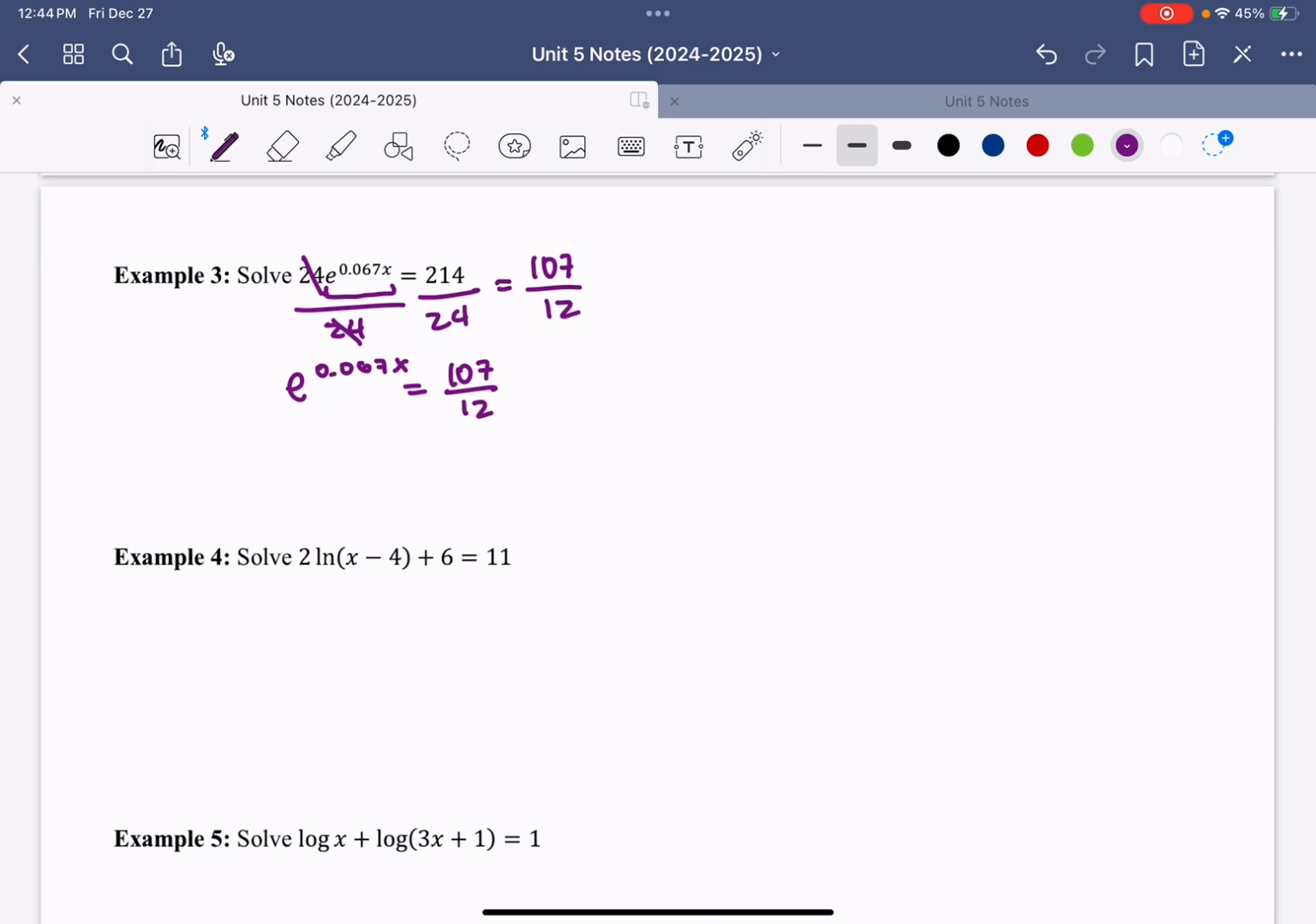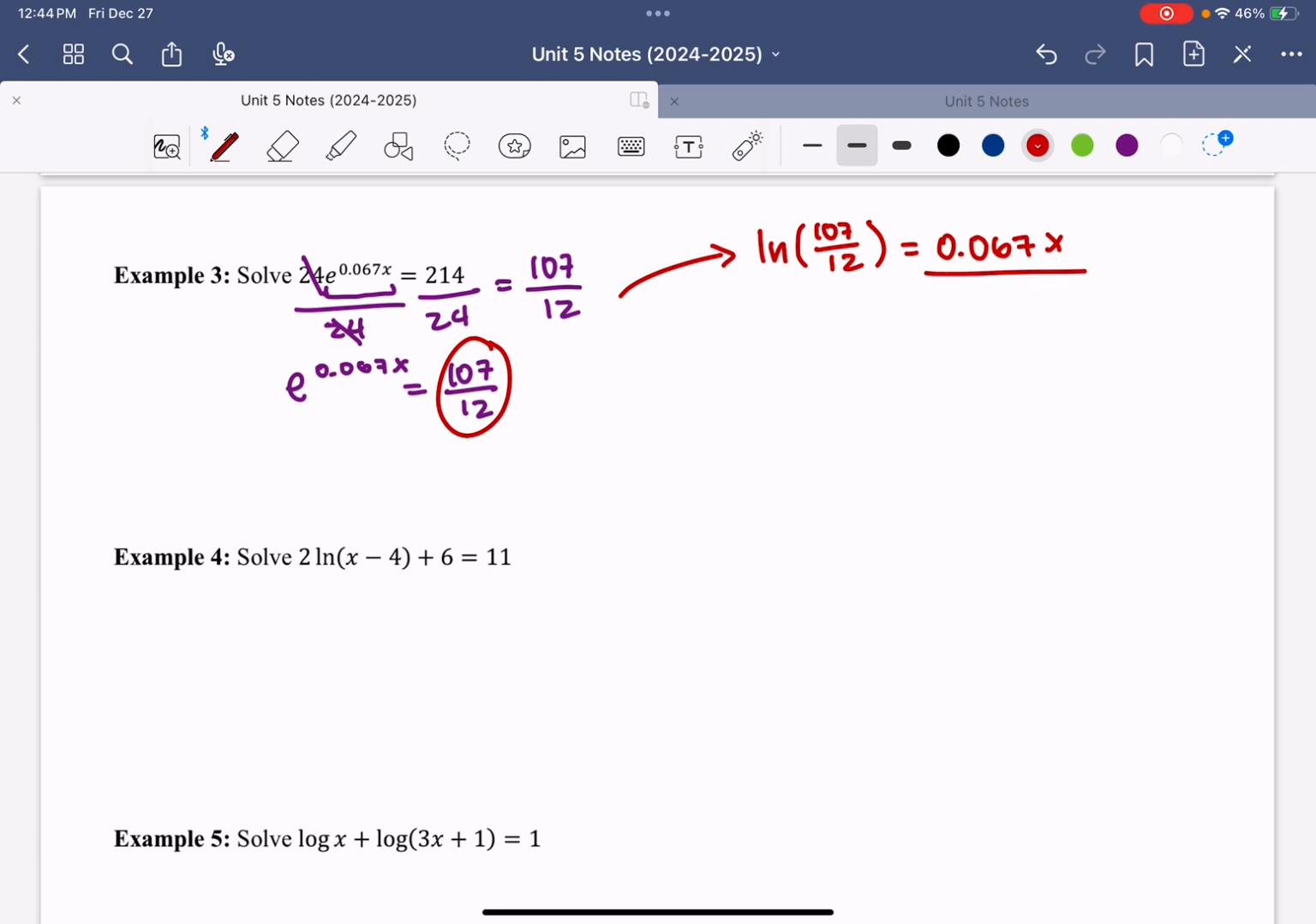All right, there are two different ways that we can go about solving this. I'll talk a little bit about both, but one way is to convert this into its logarithmic form. If we did that, the base of my logarithm would be e, so I'm talking about the natural log in that case. What it's equal to is 107 over 12, and then my exponent is 0.067x. We'll keep solving it and then I'll talk about our other way.